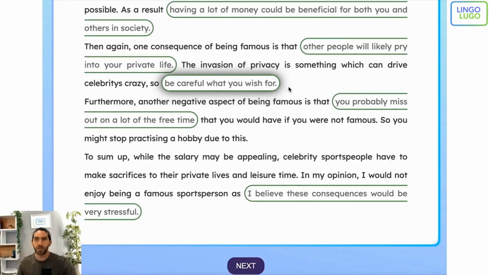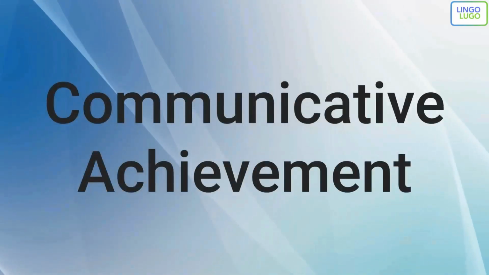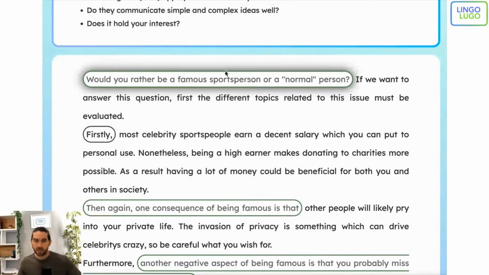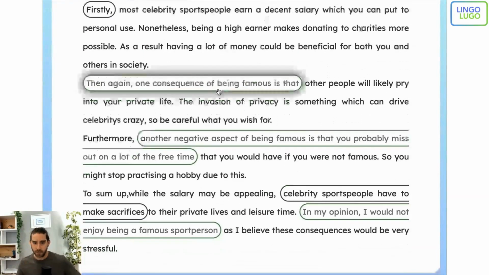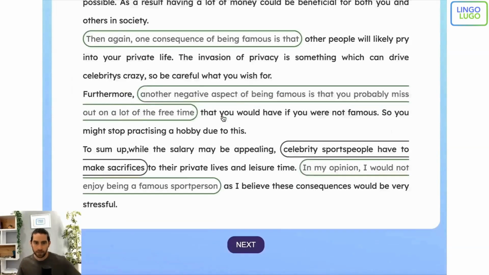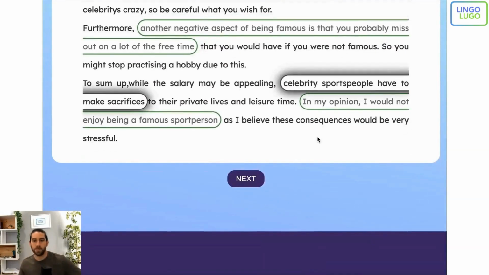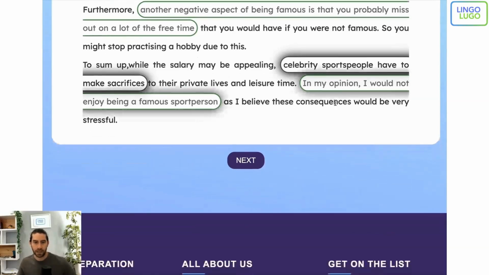Okay, let's look now at the communicative task. So the student got 4 out of 5 for this part, which is quite good. And straight up they started with a question, which is a very effective way to grab the reader's attention. And then here we can see the transition to the contrasting idea, then again, and a well-developed argument about the free time. Now here, celebrity sports people have to make sacrifices, but the student doesn't explain more. So it's a good sentence, but you need to kind of develop that idea a little bit better. And at the end, good conclusion with clear personal preference.